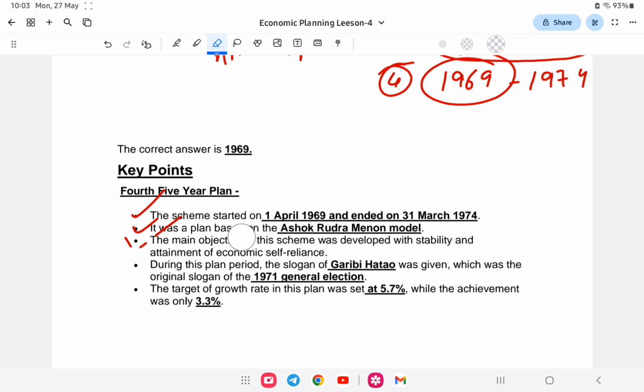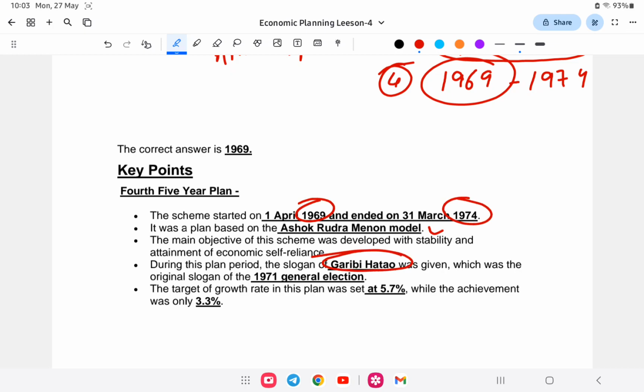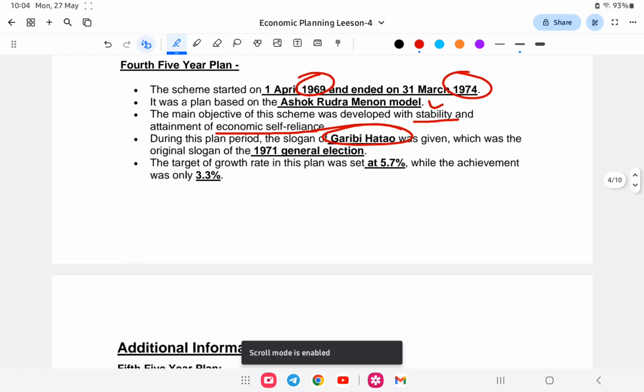If the question asks about the fourth 5-year plan, the model is the Ashok Rudra model, 1969 to 74, the main slogan was Garibi Hatao, and the objectives were growth with stability and attainment of economic self-reliance. So this is the answer. Next question.